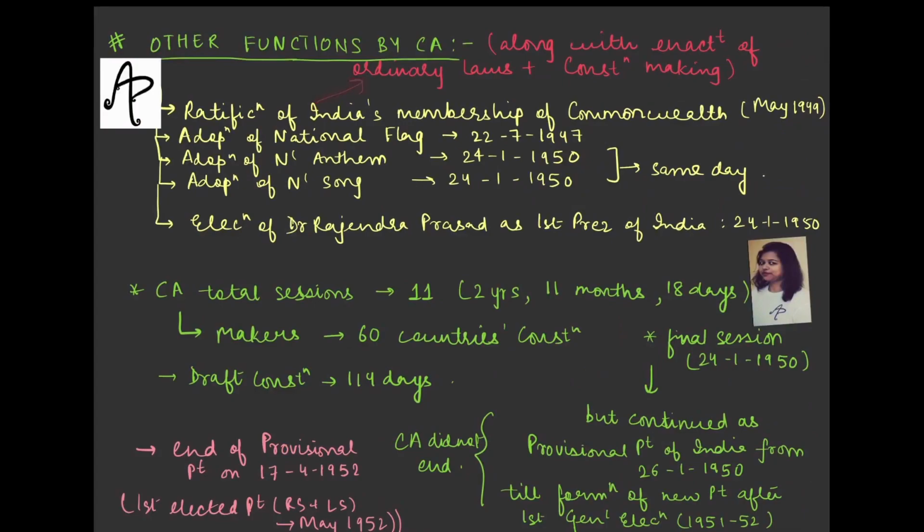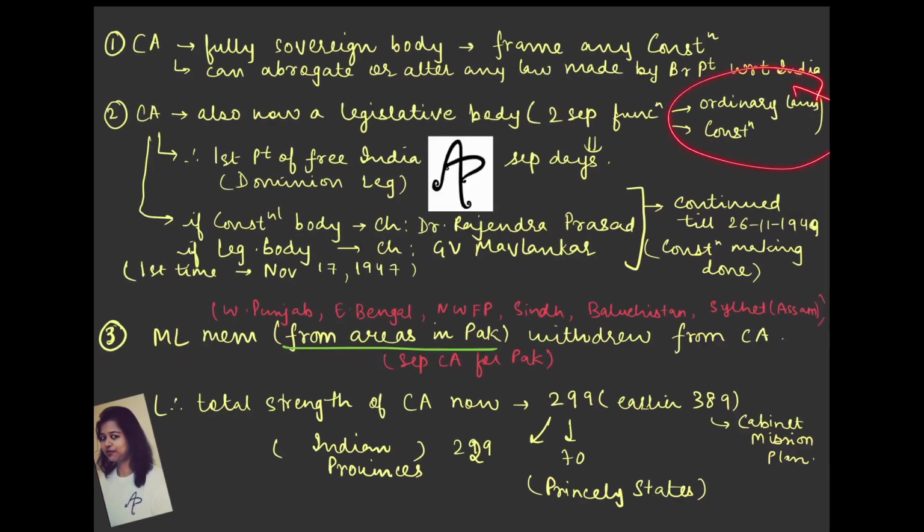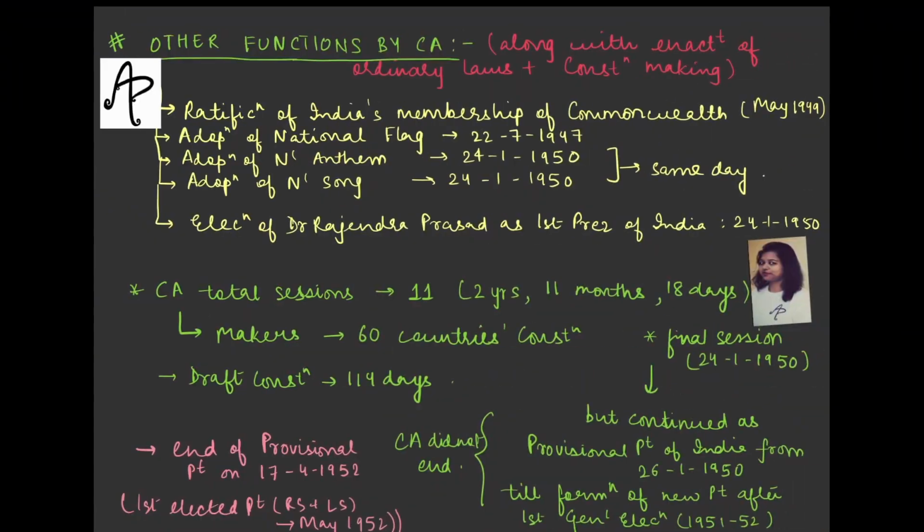Let's see some of the other functions. So two major functions तो we have seen, constitution making and law making. What were some of the other functions which were done by the Constituent Assembly along with enactment of ordinary laws and constitution making? Firstly, they ratified India's membership of Commonwealth in May 1949. कि इंडिया कॉमनवेल्थ की मेंबर रहेगी, they decided to continue like that. तो उसमें अपना कंसेंट दे दिया.